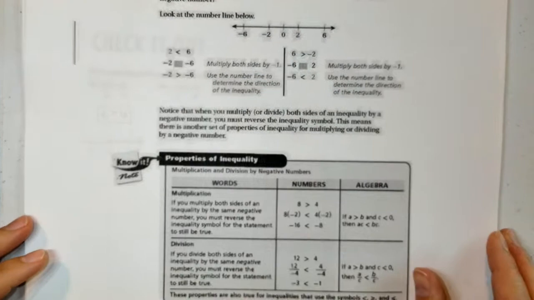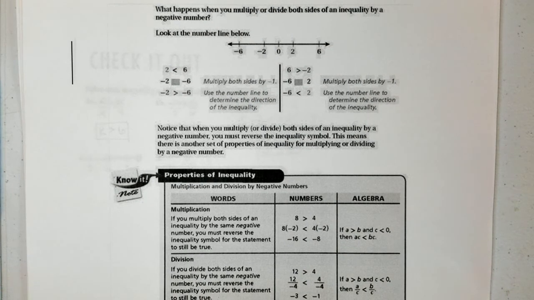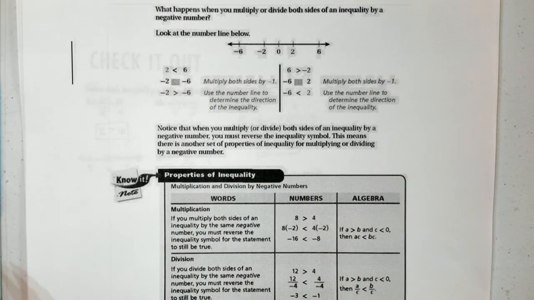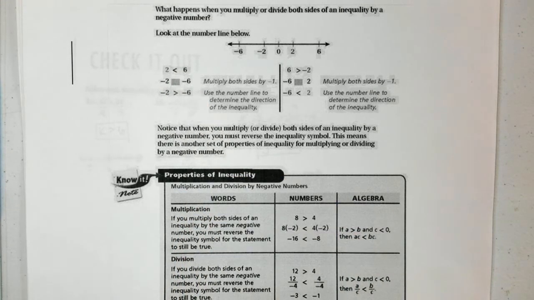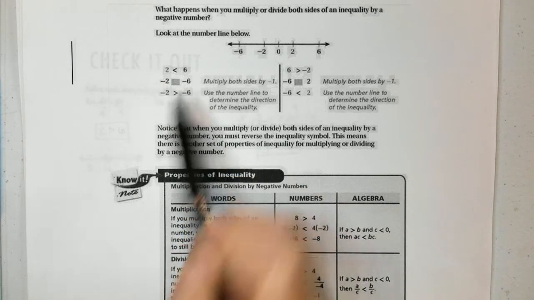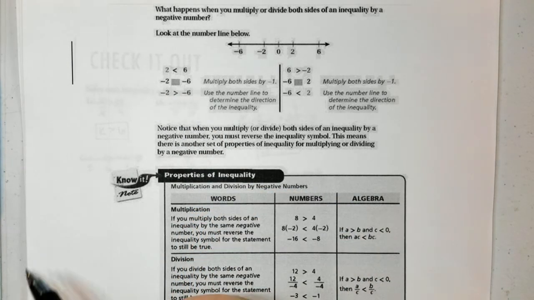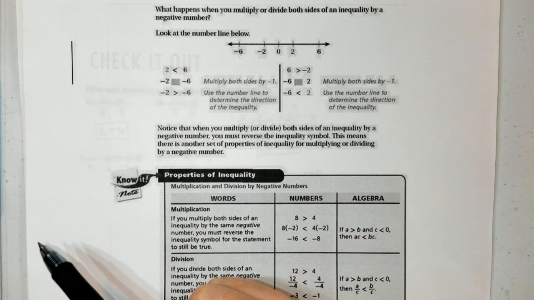So far, we have been looking at multiplying and dividing by positive numbers. So we want to know what happens when you multiply or divide both sides of an inequality by a negative number. So here's what happens. 2 is less than 6 is a true statement. If I multiply both sides by negative 1, I get negative 2 and negative 6. Well, what's bigger, negative 2 or negative 6? Well, negative 2 is bigger, so negative 2 is greater than negative 6. So my inequality sign switched.